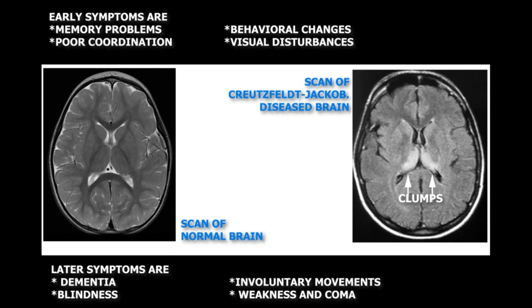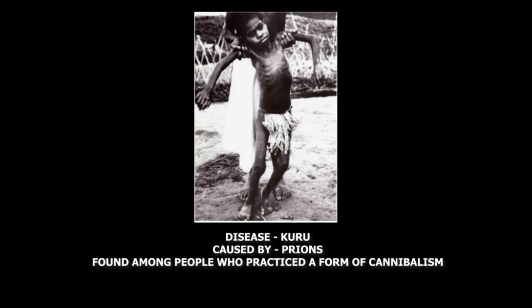Another brain disease caused by prion is Kuru. Kuru is found among people who practiced a form of cannibalism in which they ate the brains of dead people as part of a funeral ritual. Kuru causes brain and nervous system changes.